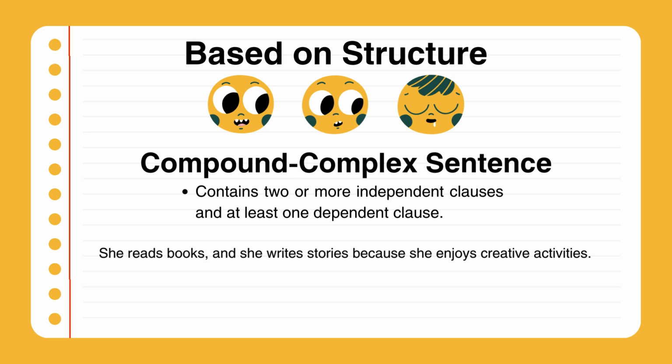Compound complex sentence. A compound complex sentence contains two or more independent clauses and at least one dependent clause. Example, she reads books and she writes stories because she enjoys creative activities. This sentence has two independent clauses, she reads books and she writes stories, and one dependent clause, because she enjoys creative activities. It combines the features of compound and complex sentences to express multiple ideas and their relationships.